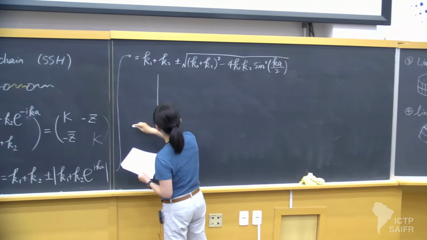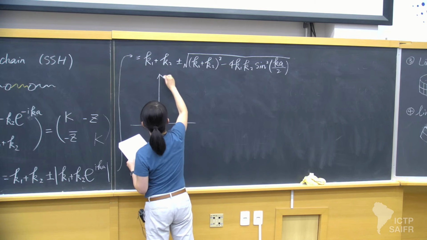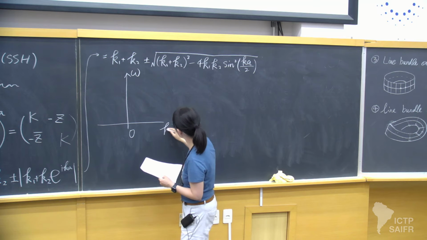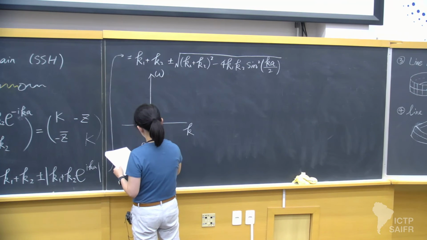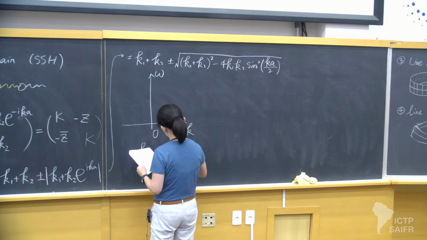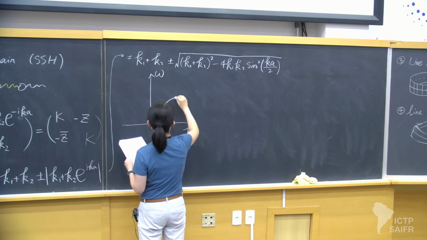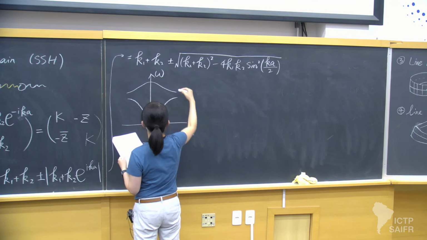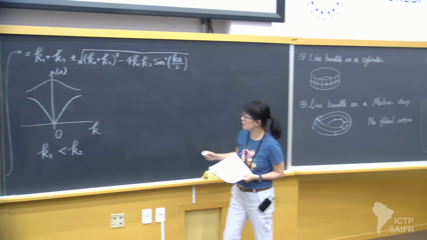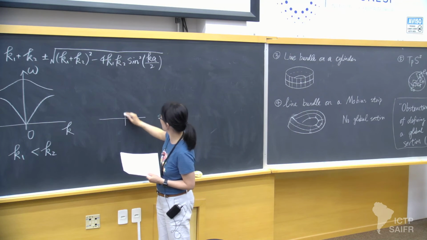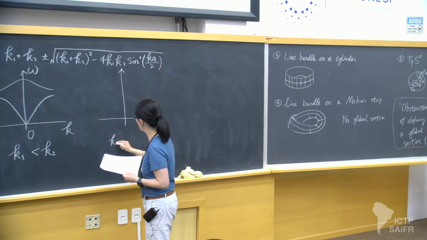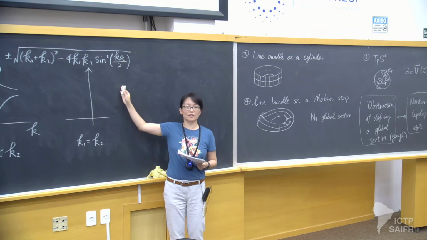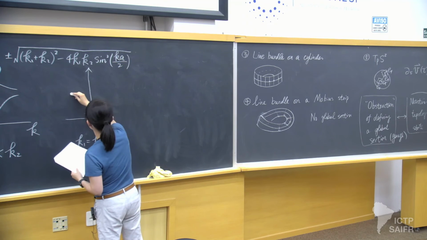So in general, you get a band structure that looks like this. So if K1 is less than K2, it's something like this. And what happens if K1 equals K2? The gap closes, right? You get something like this.